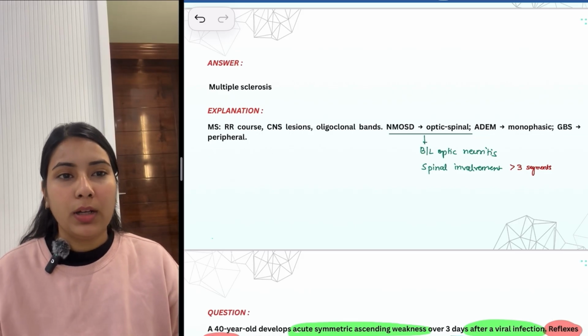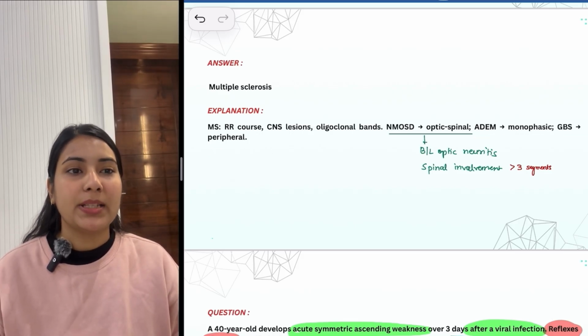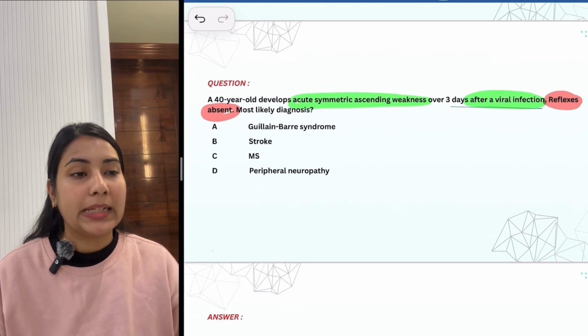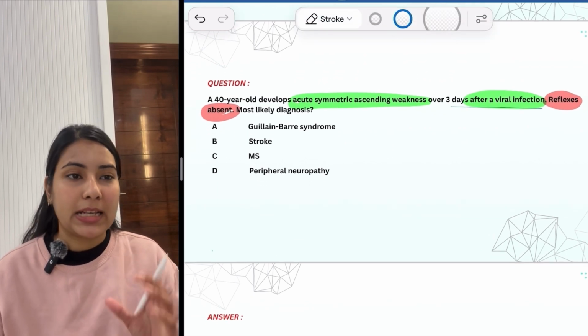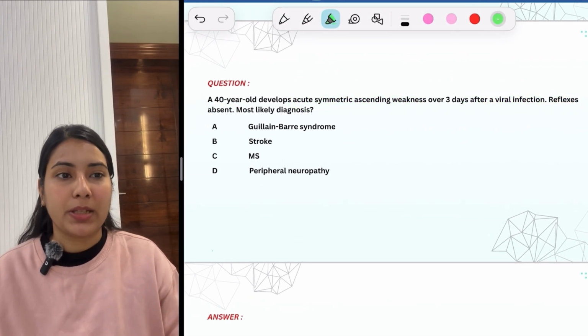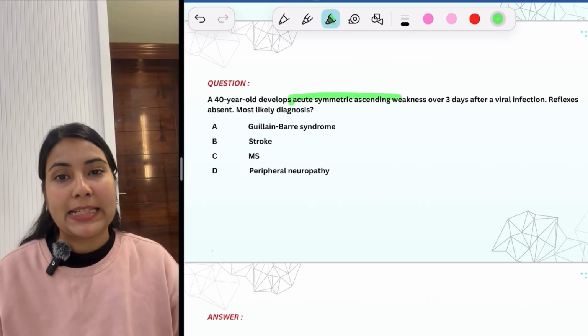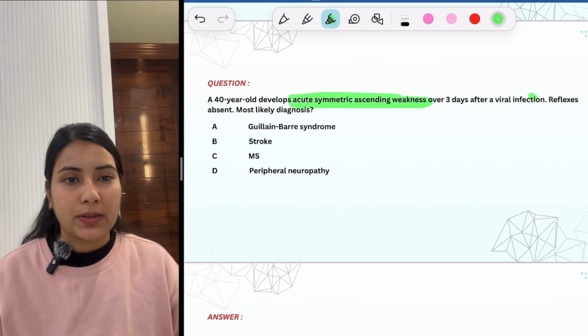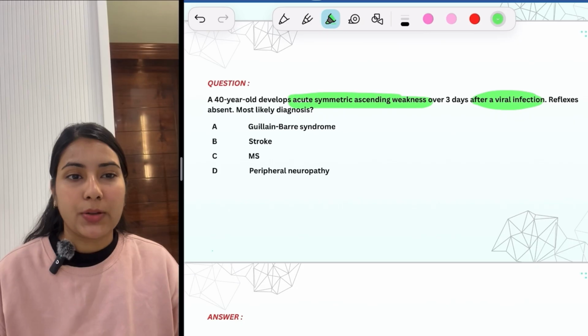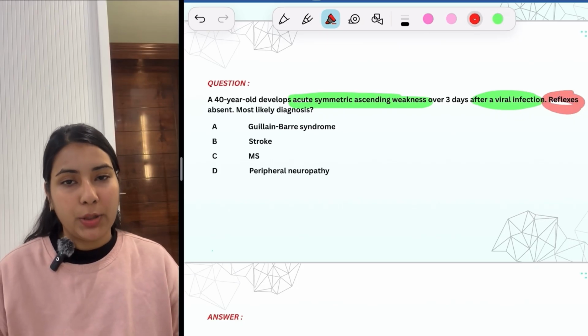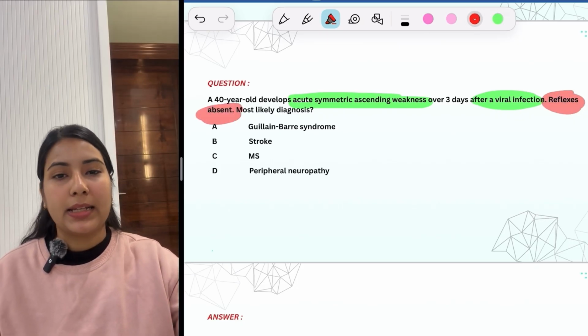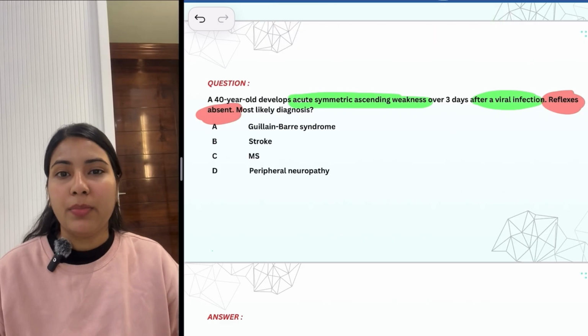A 40-year-old develops acute symmetric ascending weakness over 3 days after a viral infection. So there's a history of viral infection and the patient has acute symmetric ascending weakness. Reflexes are absent. Most likely diagnosis is, your options are Guillain-Barré syndrome, stroke, MS, peripheral neuropathy. So the answer here is A option, Guillain-Barré syndrome.